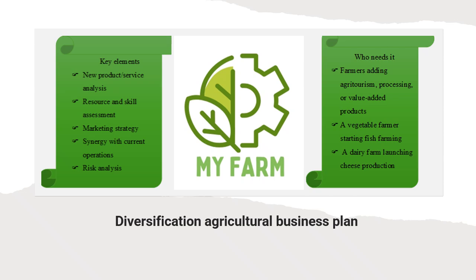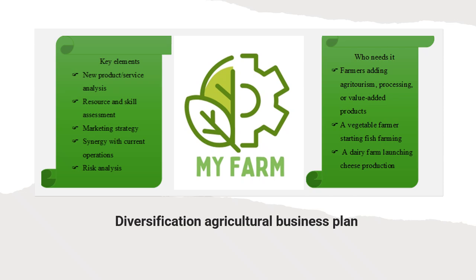Finally, a diversification plan must include a risk analysis, evaluating potential challenges such as market uncertainty, production risks, or regulatory requirements. Diversification plans are useful for a wide range of farmers. For example, a vegetable farmer might start fish farming to create an integrated aquaculture system that reuses water and nutrients. A dairy farm might launch cheese production to add value and improve profitability. Farmers may also develop agritourism activities such as farm tours, workshops, or on-farm experiences to generate additional income.